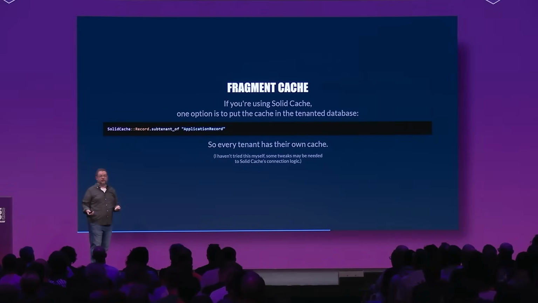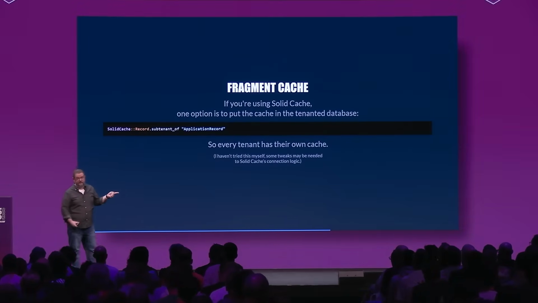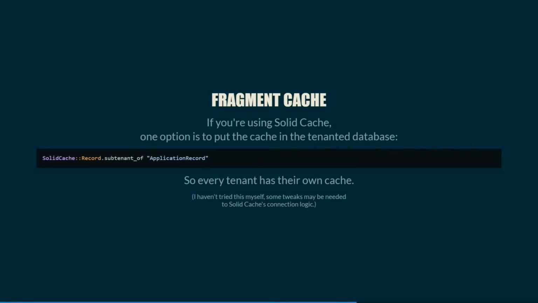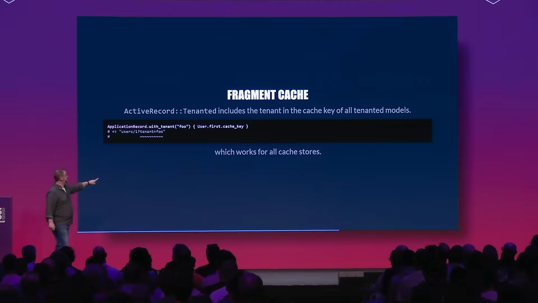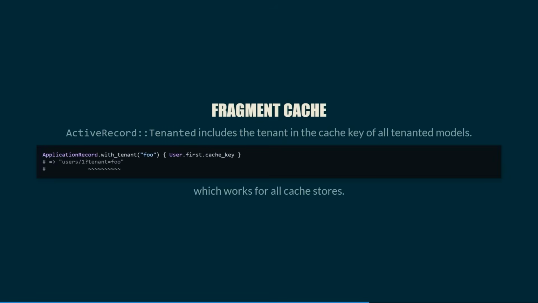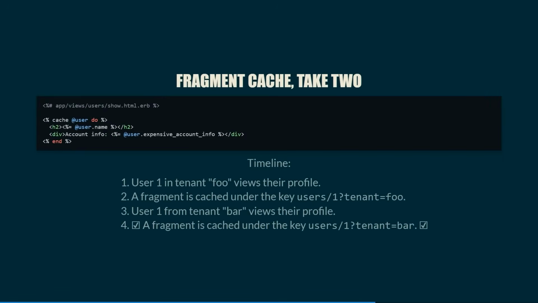If you're using Solid Cache, one solution to this is that you could use subtenant_of on Solid Cache, which means that essentially all of Solid Cache is going to be in that tenant database too. So the cache isn't mingled with all of your tenant data together. It's one cache database per tenant, and that works OK, but it only works if you're using Solid Cache. What if you're using Memcache or Redis? The solution is to actually modify the cache key that Rails returns, and we just jam the tenant ID into the end of the cache key. Now it's unique, and if you go back to the situation where you've got a fragment cache, everybody's going to get their own entry. Works pretty good, not too hard.